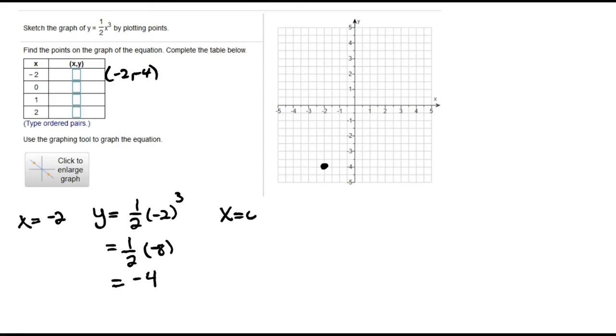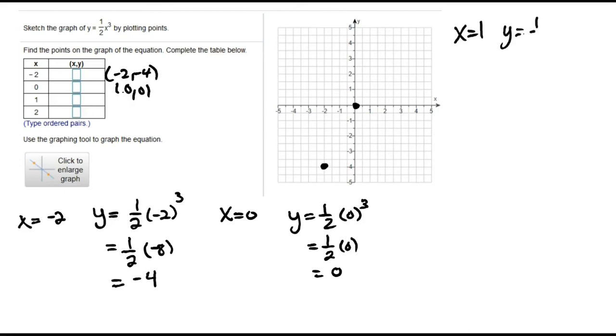If x is equal to 0, y is equal to 1/2 times 0 cubed. Following order of operations, 0 cubed is 0, and 1/2 times 0 is 0. So we get the ordered pair 0, 0. Then we have x equals 1. So y is equal to 1/2 times 1 cubed. That's 1/2 times 1, that's 1/2. So 1 and a half is my ordered pair.